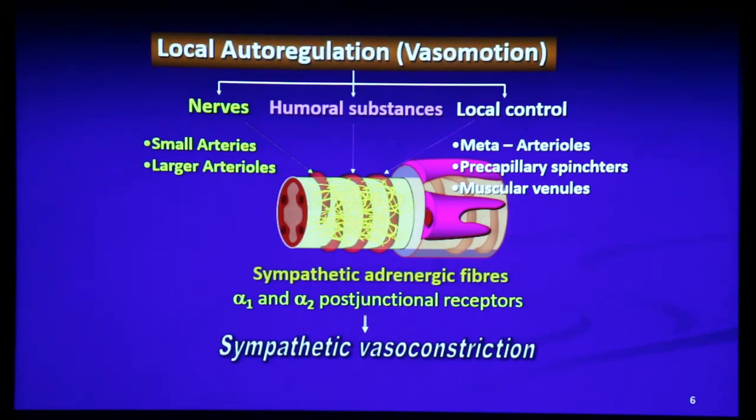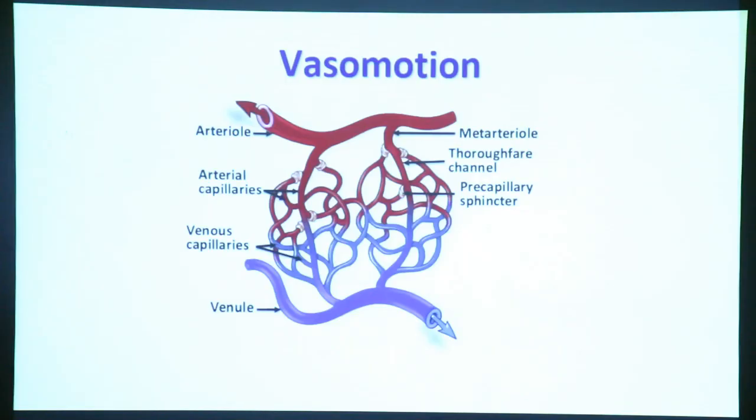Now, why is this vasomotion so important to us, which provides a local regulatory control over capillary circulation? Now look at this. You have the capillaries here. This is the arterial one.